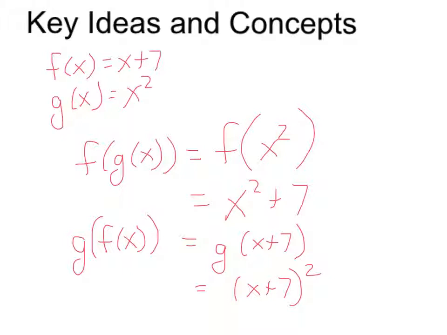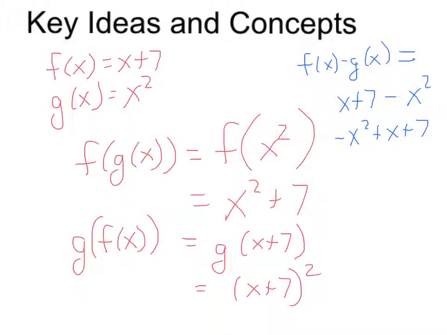We should also be able to add, subtract, multiply, and divide these functions. So if I asked you what is f of x minus g of x, you would say that is equal to x plus 7 minus x squared, which if we wrote into standard form would be negative x squared plus x plus 7. All right, we should get the subtraction in there. I won't show addition, multiplication, and division, but those are also ideas we need to be able to consider and do.